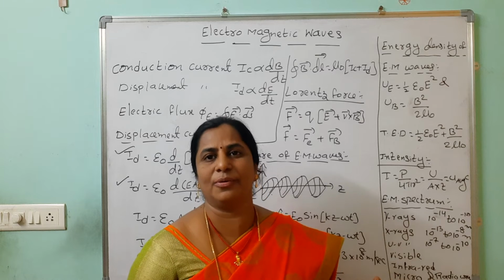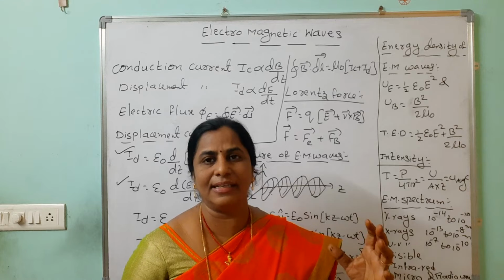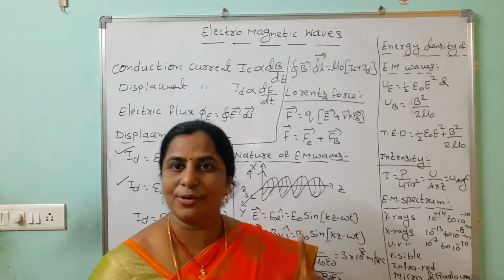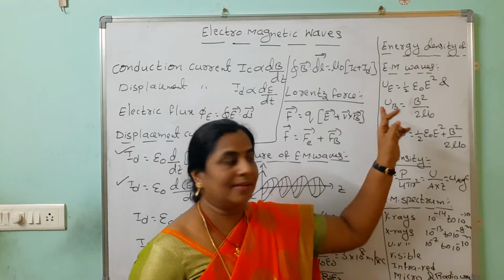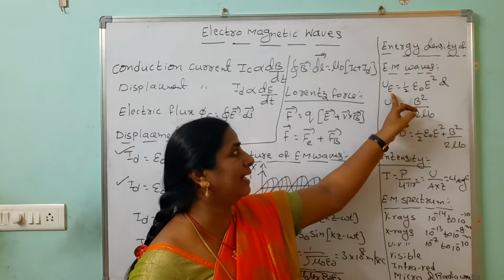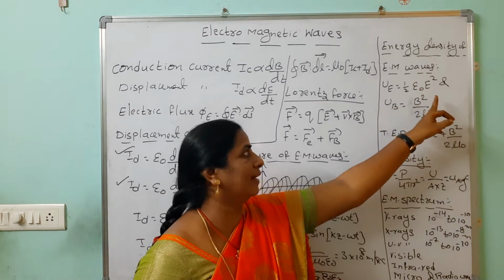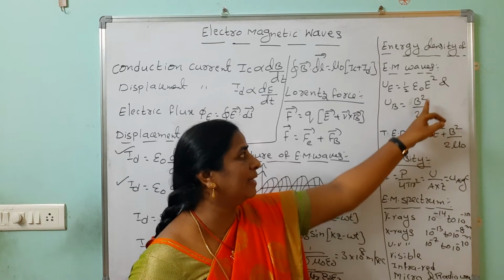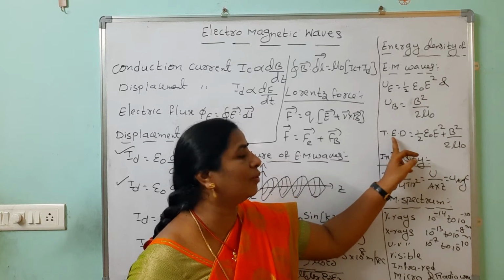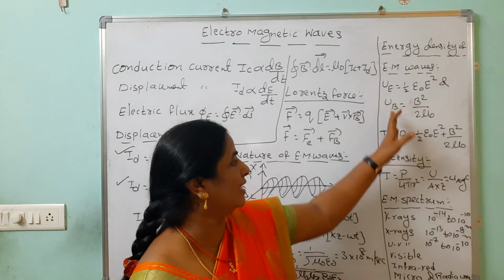Energy per unit volume is called the energy density. Here, the energy density is formed in two ways, due to the electric field and due to the magnetic field, and the total energy density is UE plus UB. UE is the energy density due to the electric field, 1 by 2 into epsilon naught E square. Like that, for the magnetic induction it is B square by 2 mu naught. When we add these two, it gives the total energy density of that electromagnetic wave. So you must remember these formulas also.